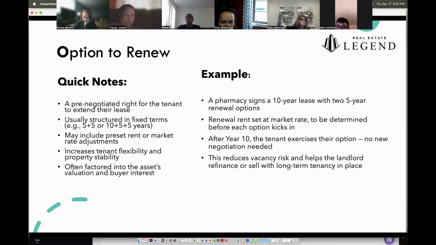This is real estate. You can do whatever you want. But yeah, you can just give them the option, clean. Hey, you have the option to renew if you want it. If not, see you later. Or you can charge them for it or just whatever you want. That's fine. So that's the option to renew.